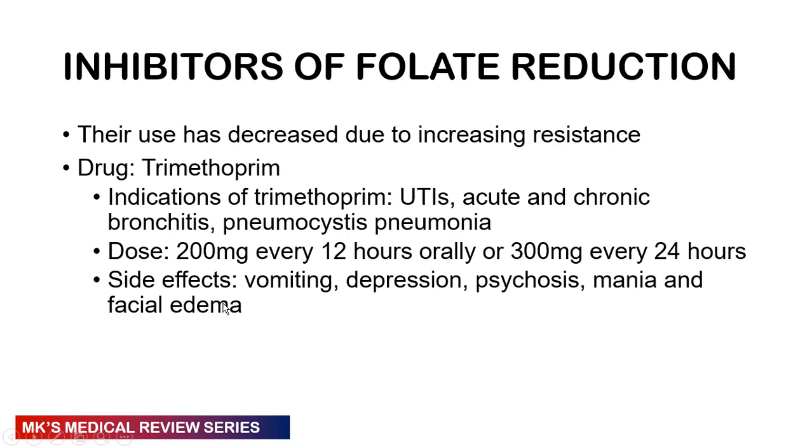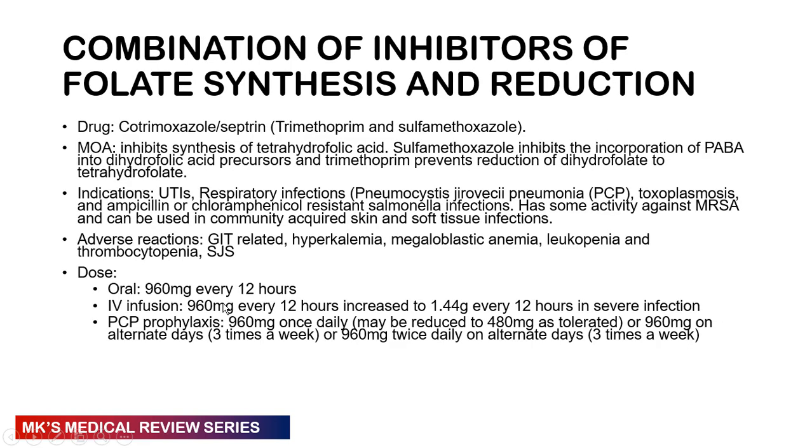Then you can combine some of the inhibitors of folate with the inhibitors of folate reduction. So you have a drug known as cotrimoxazole. It's a combination of two drugs, trimethoprim and sulfamethoxazole. So the trimethoprim, or this drug, is going to be inhibiting synthesis of tetrahydrofolate.